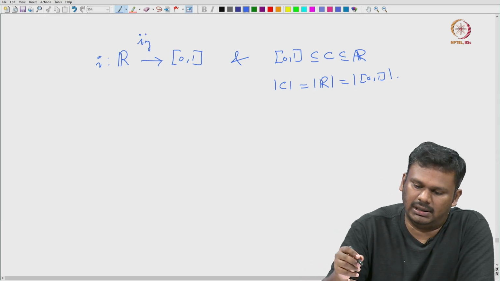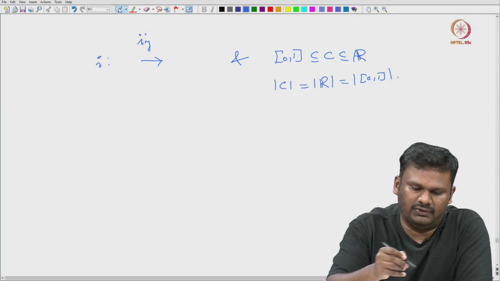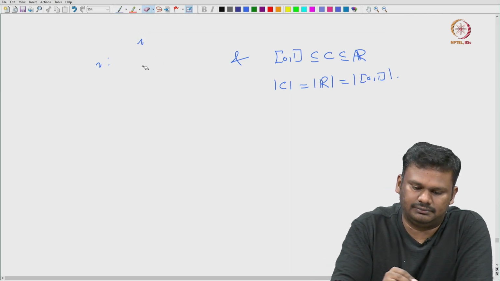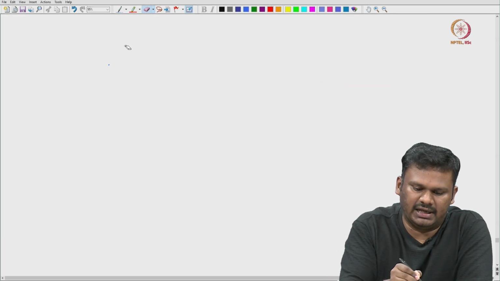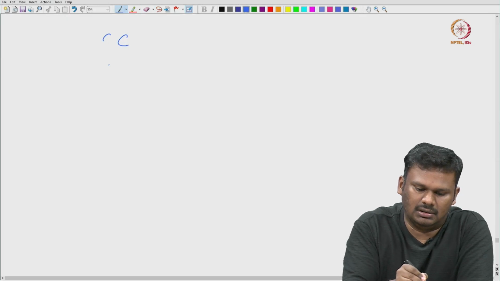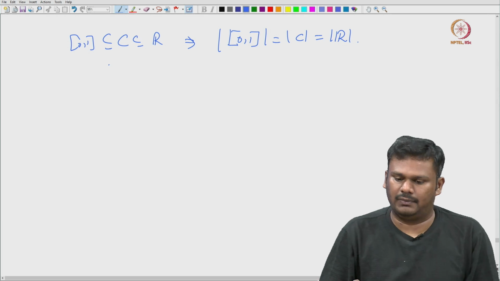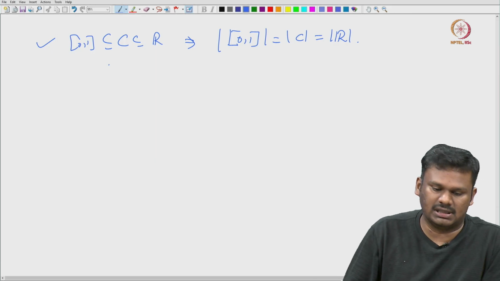Sorry, I wanted to do it the other way. Let us say we take any set C between [0, 1] and R, as a corollary. Then the cardinality of [0, 1] is the same as the cardinality of C, which is the same as the cardinality of R. This is easy to prove, but it comes for free from the Schroder-Bernstein theorem.